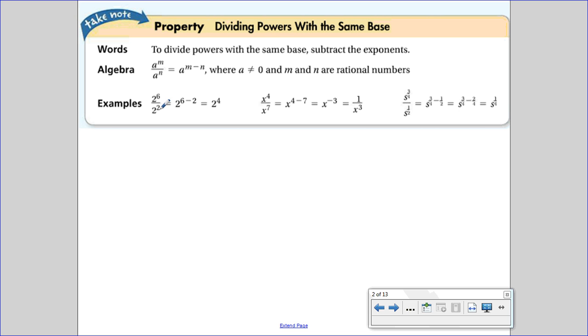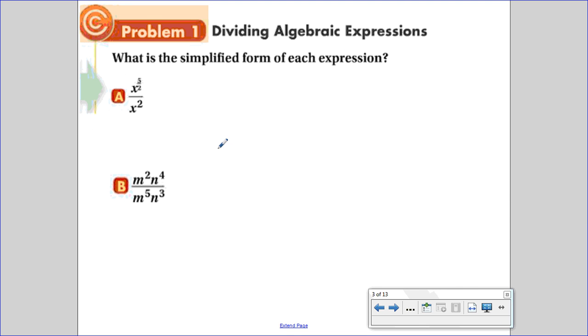Again, we're just taking 6 minus 2 to get 4, 4 minus 7 to get negative 3. And then don't forget, you can't have a negative exponent. And then if you're subtracting fractions.